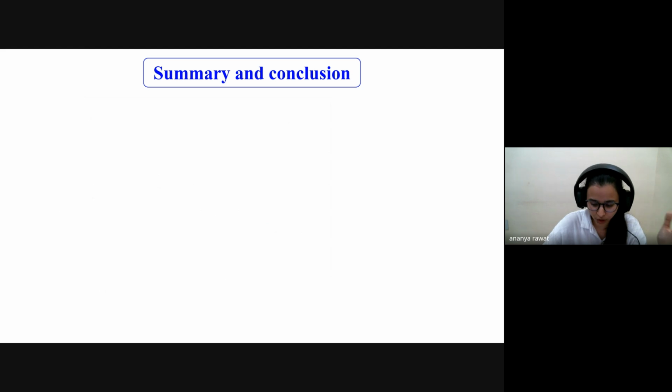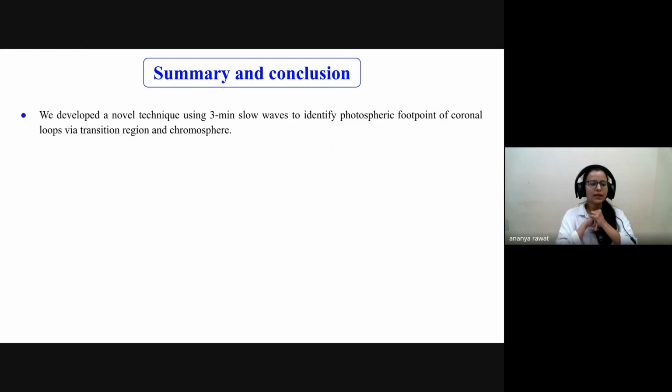So to summarize my talk, what we have done is we have developed a novel technique using a 3-minute slow wave to identify the photospheric footpoint of the coronal loop via the transition region and chromosphere. Previously, these loops were not identified in the lower atmosphere. So from this technique, we can trace the loop from the corona to the photosphere.